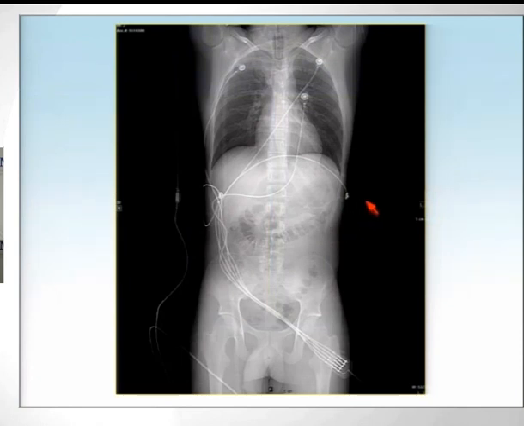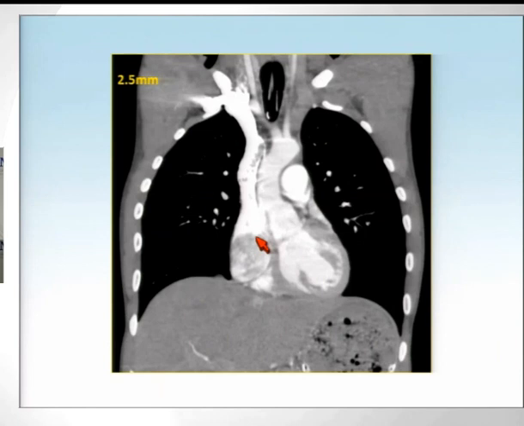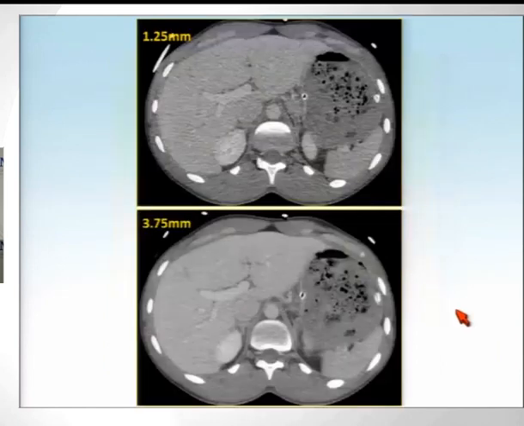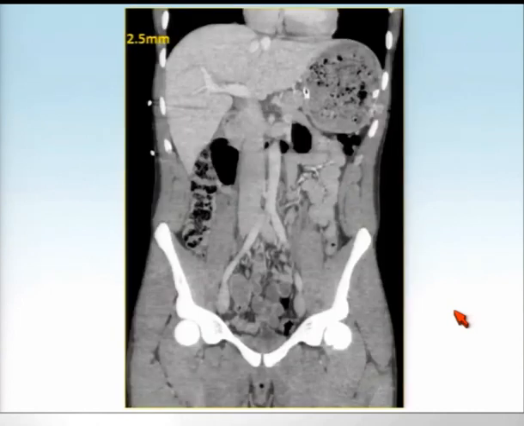What we actually put onto PACS is, obviously after the scout topogram, we're reconstructing our chest acquisitions in both 1.25 and 2.5 millimeter data sets, and routinely processing both coronal and sagittal reformations, 2.5 by 2.5 millimeters. For our conventional abdominopelvic imaging, we're reconstructing both at 1.25 and 3.75 millimeter axial data sets, and again, the standard 2.5 by 2.5 in coronal and sagittal planes.